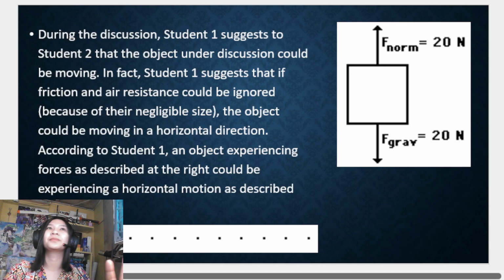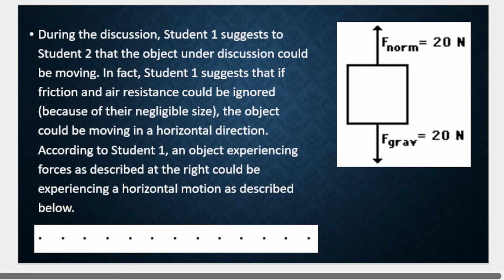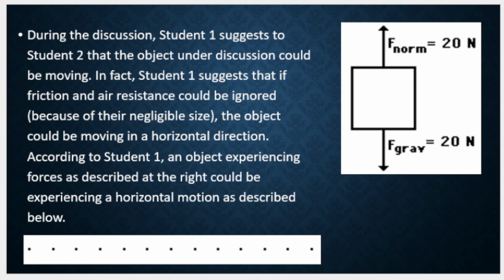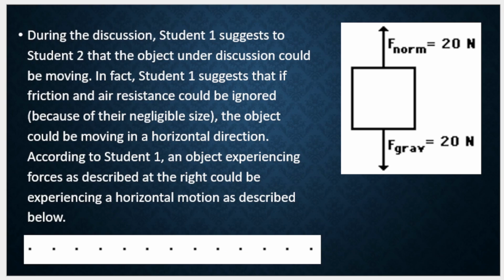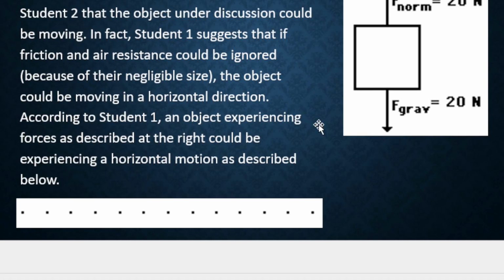Okay, so for example, we have here, during the discussion, student 1 suggests to student 2 that the object under discussion could be moving. Siya, pwede daw na moving siya. In fact, student 1 suggests that if friction and air resistance could be ignored because of their negligible size, the object would be moving in a horizontal direction. Oh, sorry.